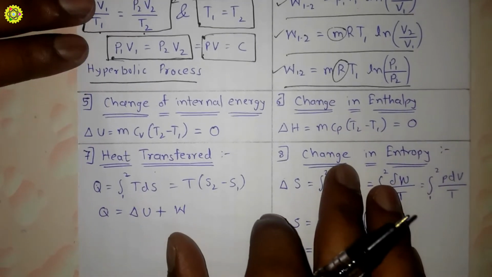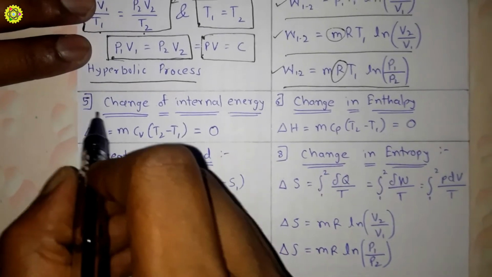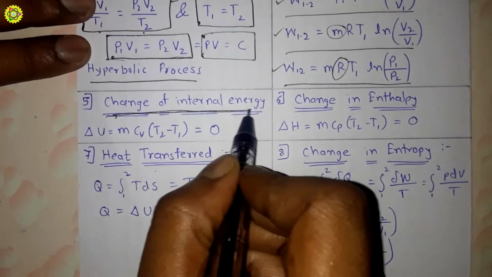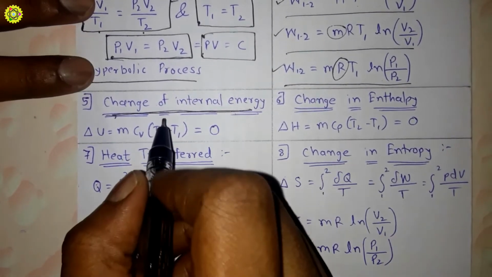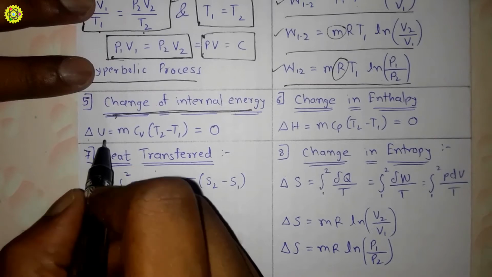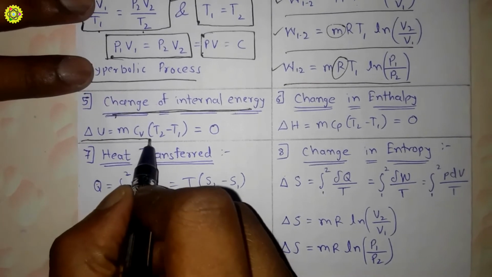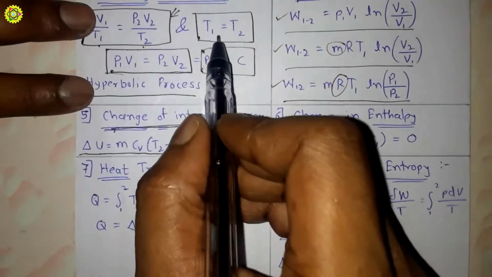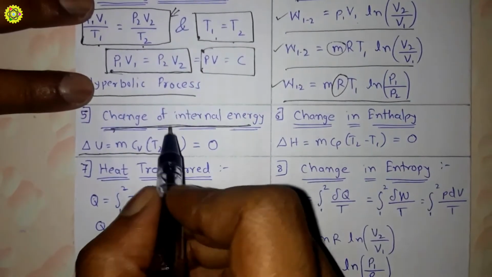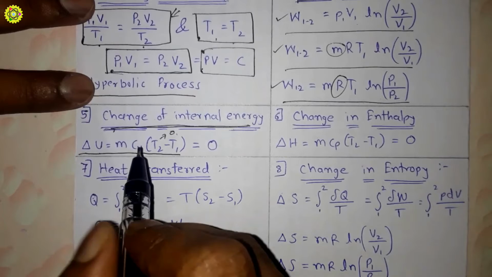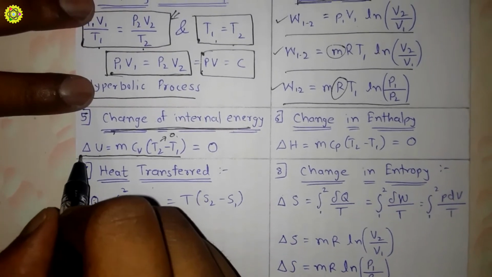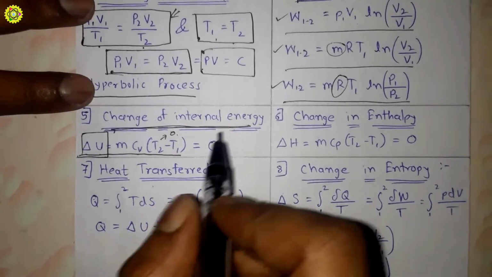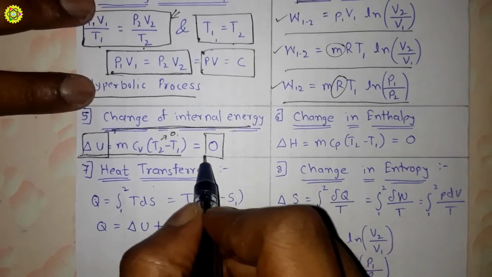Okay, now see here change in internal energy. Change in internal energy is given by the formula delta U is equal to m cv (T2 minus T1). As we know here T1 is equal to T2, so here we will get this term is 0. So because of this, delta U, that is change in internal energy, is 0.